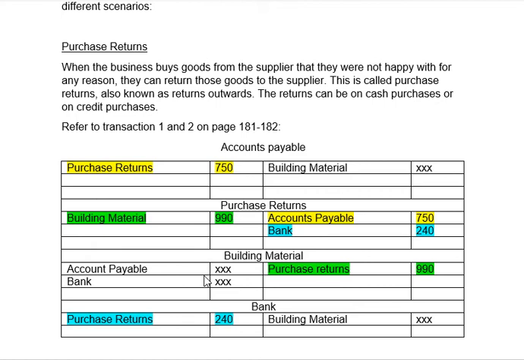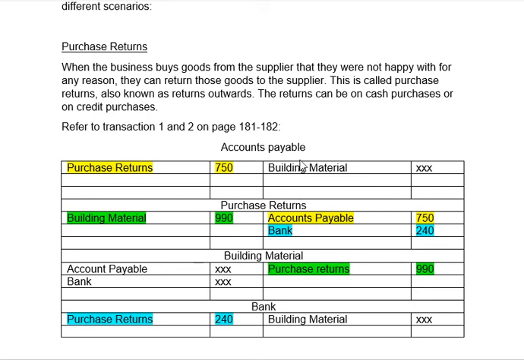Now if you look at the first transaction and the second transaction, there's two returns that's going to happen. I'm going to return goods to the value of 750 Rand that I've purchased on credit before, and I'm going to return goods to the value of 240 Rand that I've purchased on cash in the past. So that's the two returns I'm going to be dealing with. So let's start with the credit purchase.